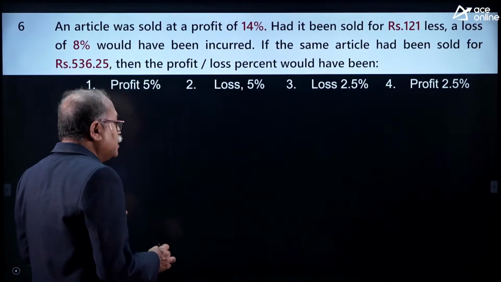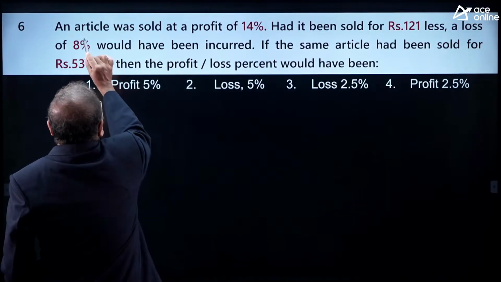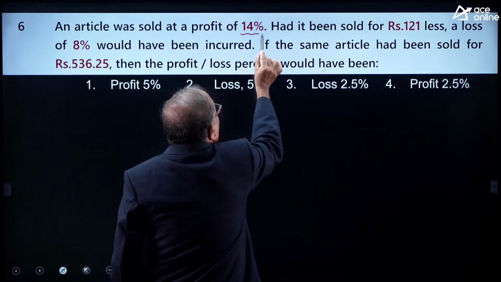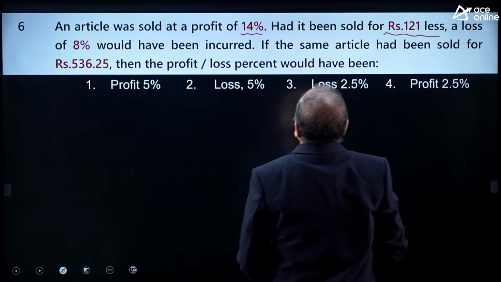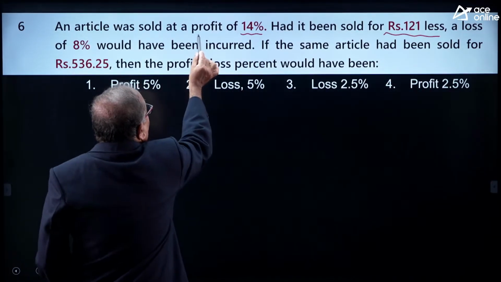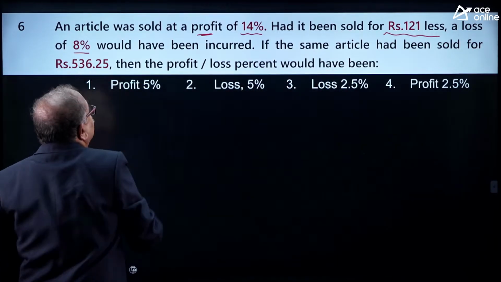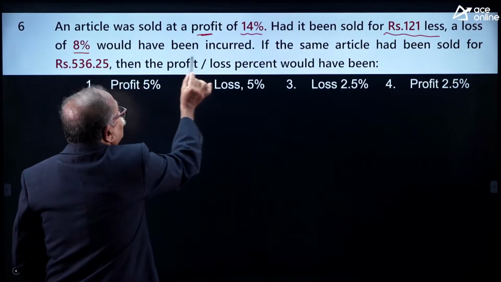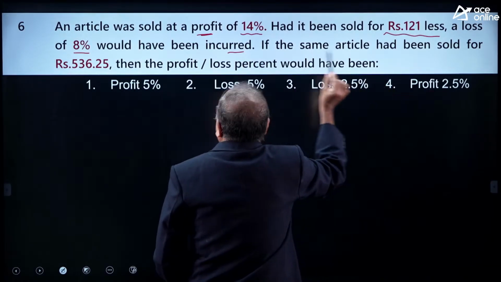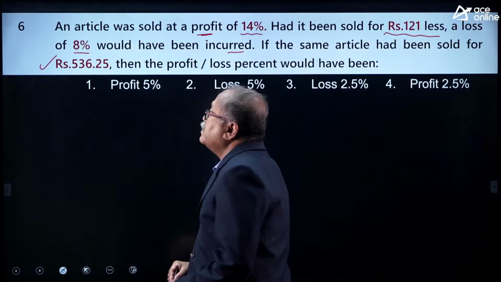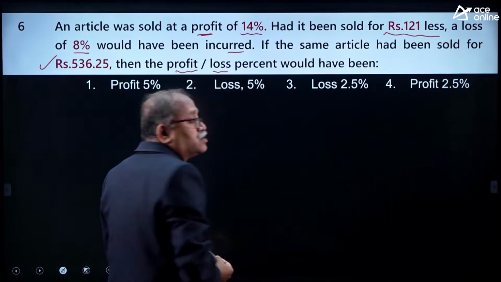Allow me to read the question. An article was sold at a profit of 14%. Had it been sold for rupees 121 less, there would be a loss, whereas here it was profit. If you reduce the selling price by 121, there is a loss of 8%. Now, what would the profit or loss percentage be if the same article had been sold for rupees 536.25?